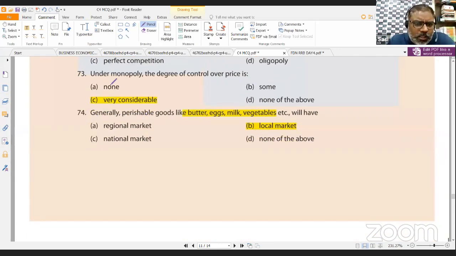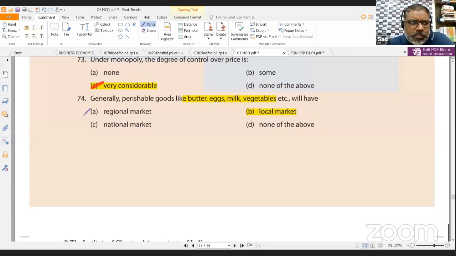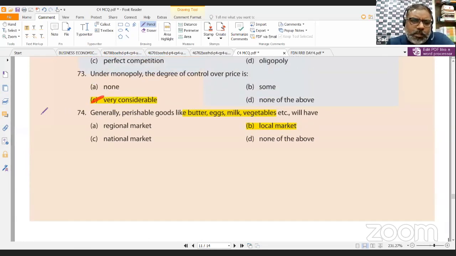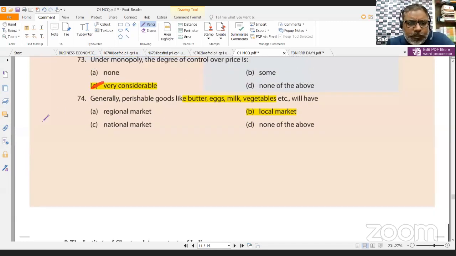Then 73rd question: under monopoly, the degree of control over the price is definitely very considerable, because the monopolist is a price maker, not a price taker. So a very considerable degree of control will be there for the monopolist on the price.